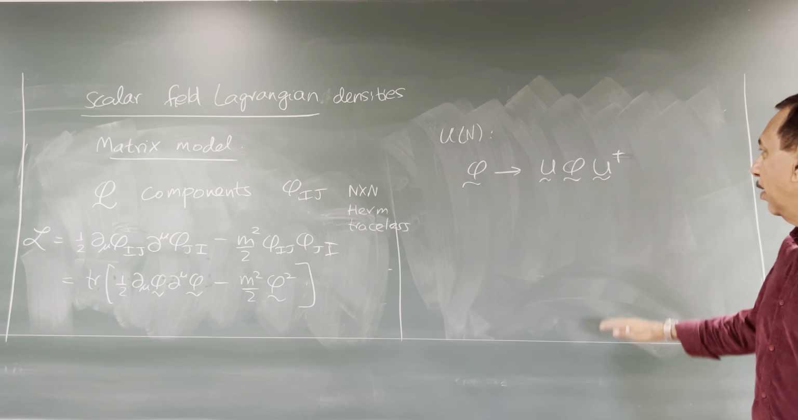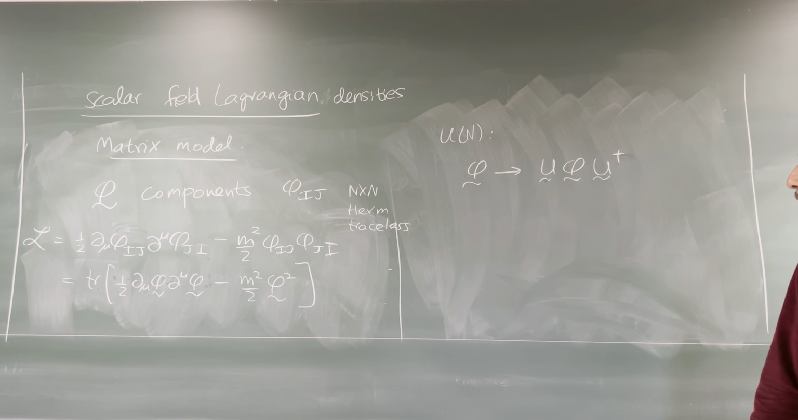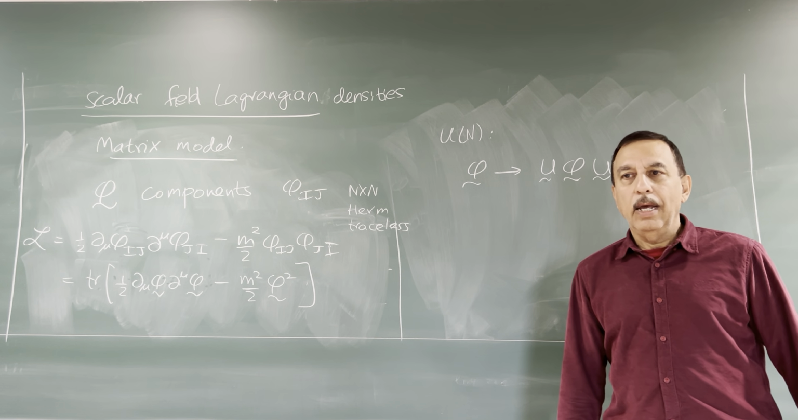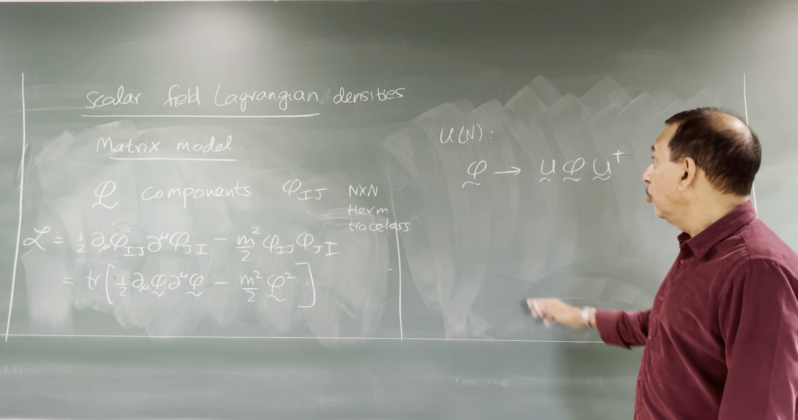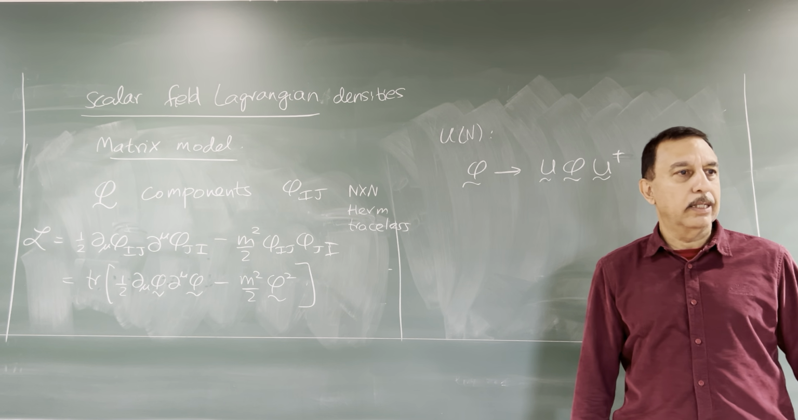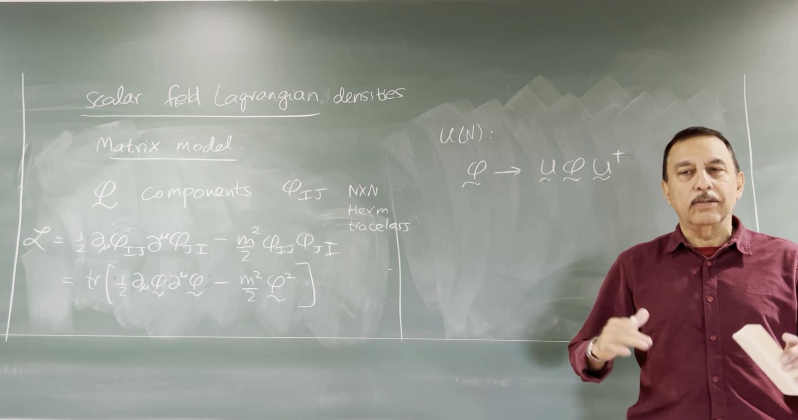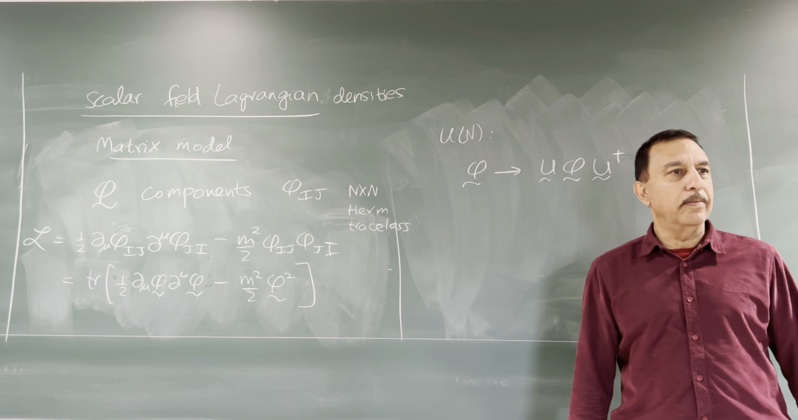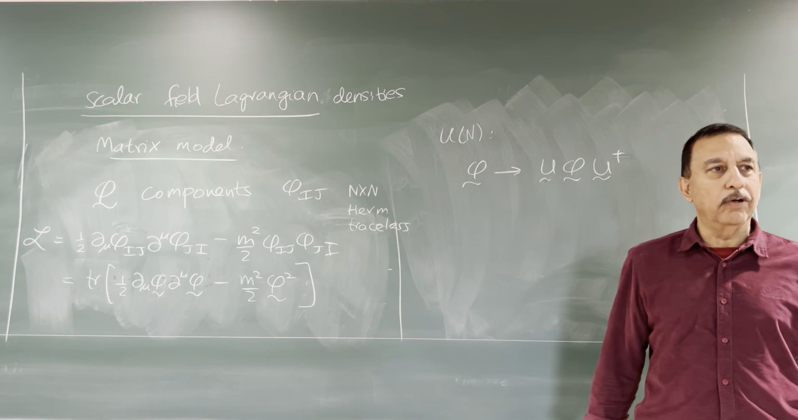So a trace is invariant under this sort of transformation, and so the symmetry of this is U(n). Now there's a little subtlety. As you know, U(n) has a part which is U(1) and a part which is SU(n). SU(n) are the ones of determinant 1 and U(1) are the phase. It's just a matrix which is identity but with an overall phase.